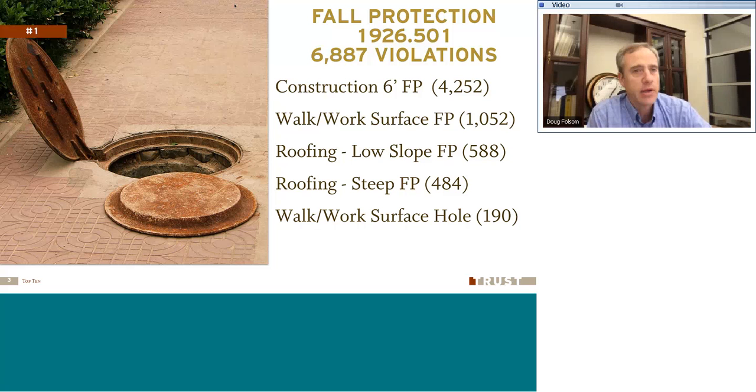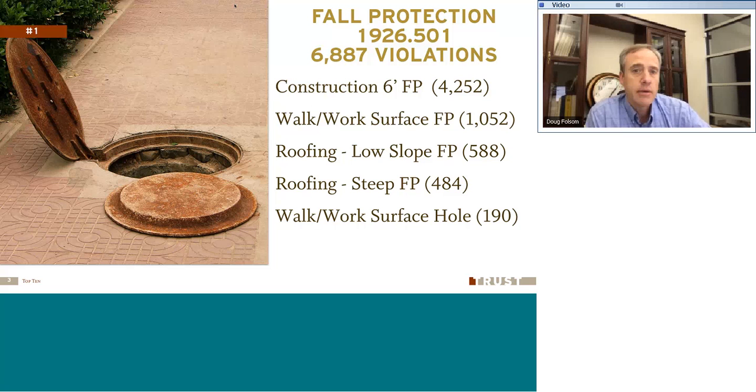So as we go through this, looking at last year's OSHA citations, the number one cause of a citation for federal OSHA came from the 1926.501 standard on fall protection. There was a total of almost 7,000 violations written on this one standard alone, and it covers areas such as, in construction, the requirement for fall protection when working at 6 feet or higher. As you can see, there were 4,252 violations on that specific part of the standard.